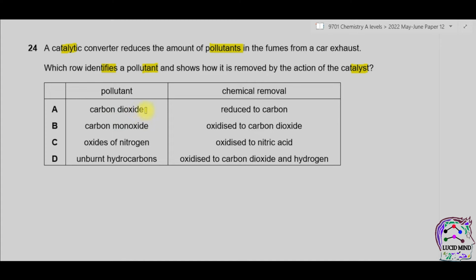So we have carbon dioxide. Carbon dioxide is not a pollutant. It is a greenhouse gas. Carbon monoxide is a pollutant. Oxides of nitrogen, they are also pollutants. Unburnt hydrocarbons is also not a pollutant. It also affects the greenhouse.